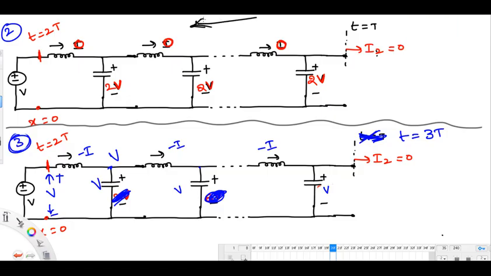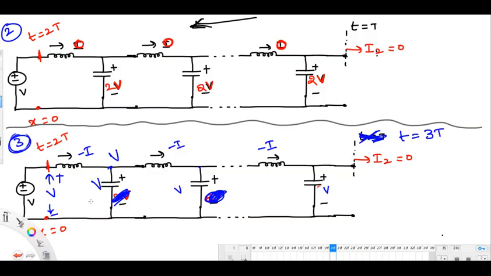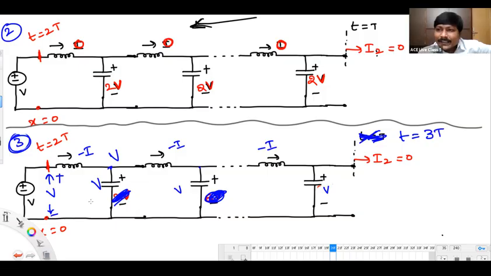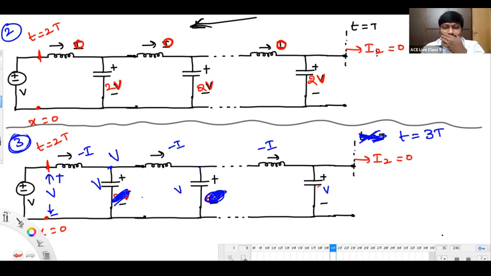Okay. From 3T to 4T are the same, sir? See, after reaching this place, your line voltage is 2V, but your source voltage is V only. There is a potential gap, because of which current will be created. So that current will exist. Because of that current, again voltage will change on the line. Okay, sir. Again, voltage and currents are changing on the line, starting from x equals 0 to x equals L. Got it.